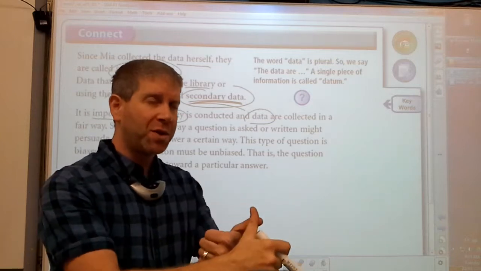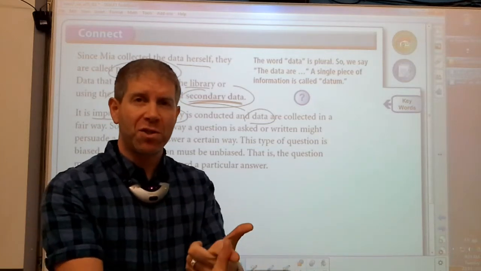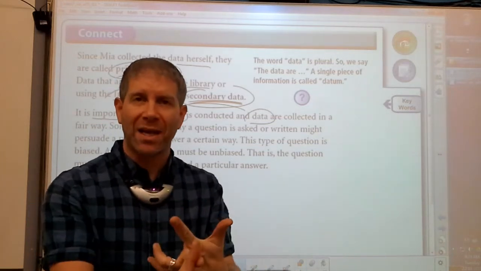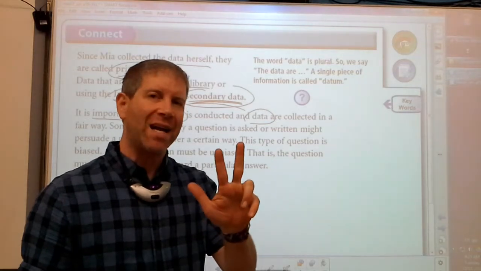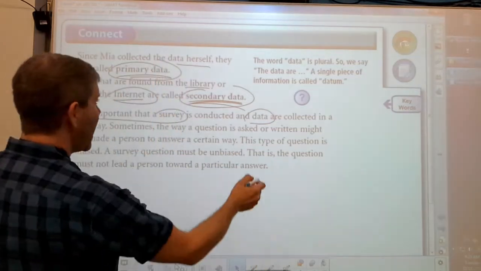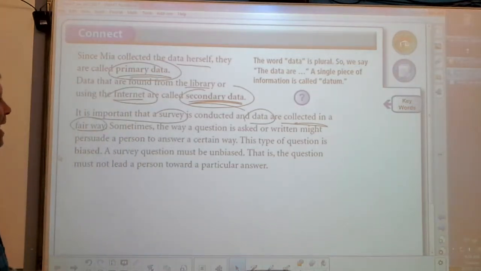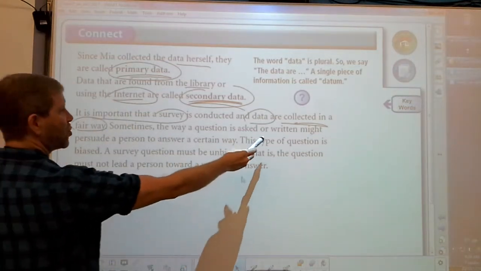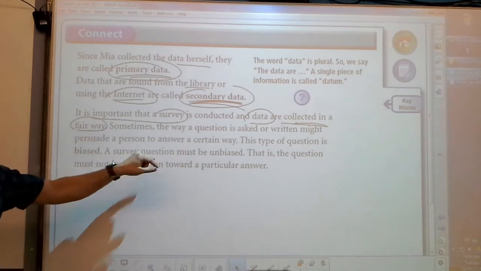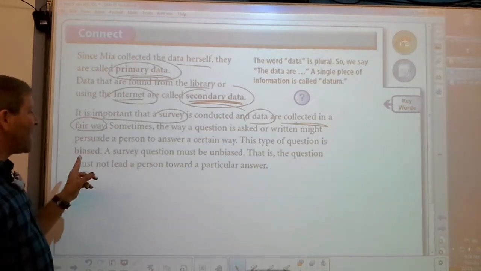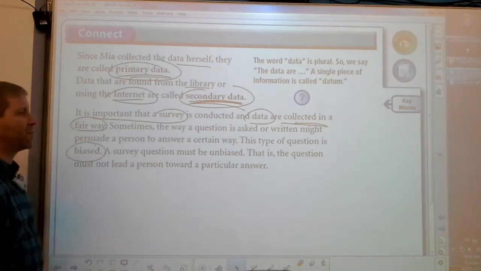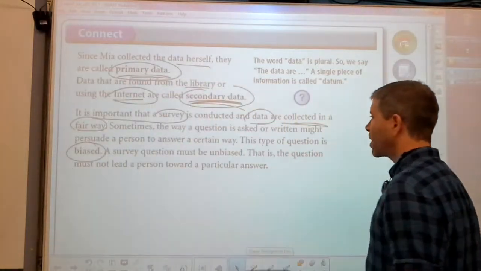So 5 students like this artist, 7 students like this musician, 8 students like that. Those numbers, 5, 7, and 8, those are data. And it's very important that we collect those in a fair way. Sometimes the way a question is asked or written might persuade a person to answer in a certain way. That type of question is called biased. Okay? That's one of our key words here.